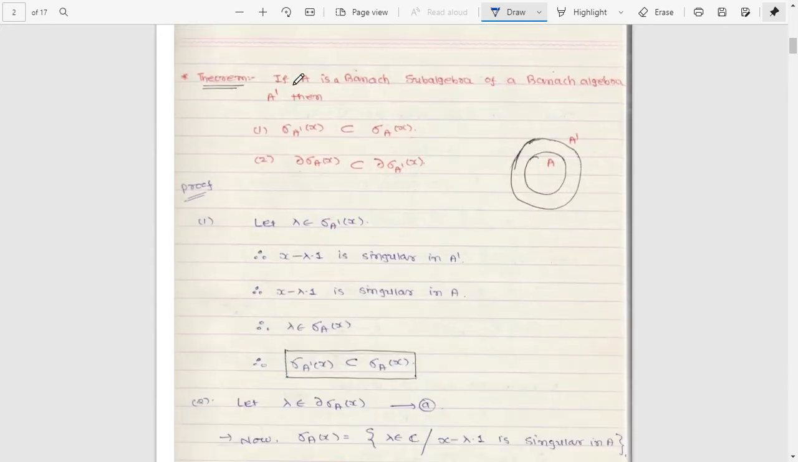Theorem: If A is a Banach subalgebra of a Banach algebra A dash, then first, sigma A dash of x is a subset of sigma A of x. And second, boundary of sigma A of x is a subset of boundary of sigma A dash of x.